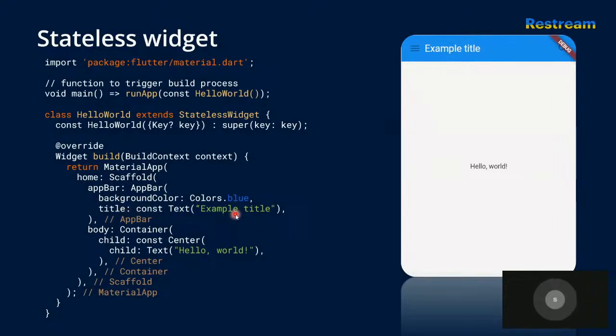It contains the title, example title. This is the body, which contains the container. It consists of a child, and this child is placed in the center. Another child is placed inside the container child, containing the hello world. So this is how a simple stateless widget program looks.